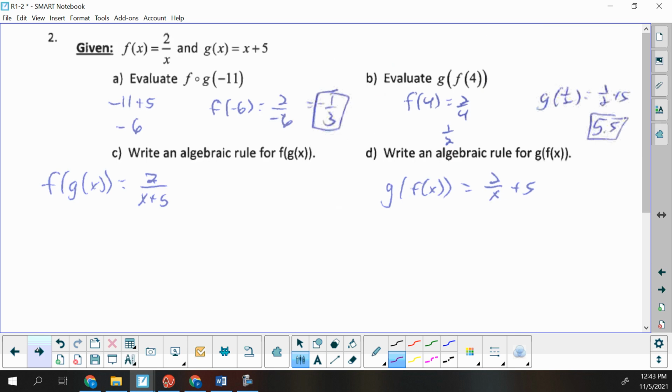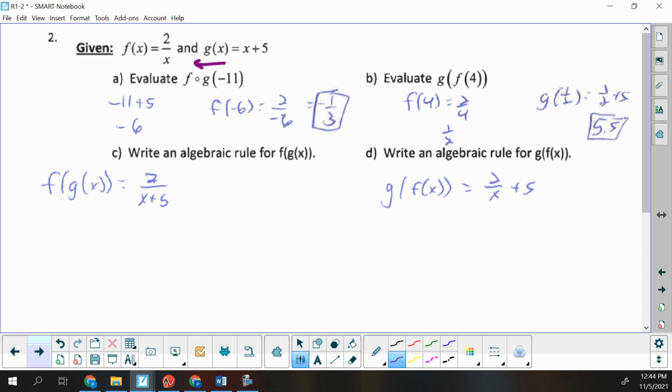Number 2, that open circle, we're just working right to left. So -11 is going to go into the g equation. -11 plus 5 gives us -6. So now we'll do f of -6. That goes into the f equation. 2 over -6 gives us -1/3. Okay, don't round or anything if it doesn't tell you to round. Just keep it in fraction form.